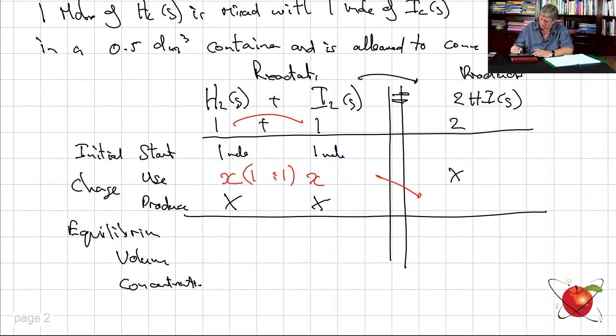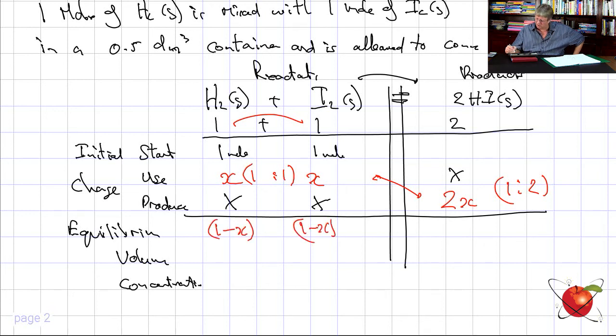Now continue through the table. If I use 2 of those, how many HIs must I have? 2x. Why? Because this reacts in the ratio 1:2. For every mole there, I must use 2 mole. I must get 2 moles of HI. The next step is to say thus at equilibrium, I have got 1 minus x moles and 1 minus x moles. And over here, I have got 2x. Have I not?